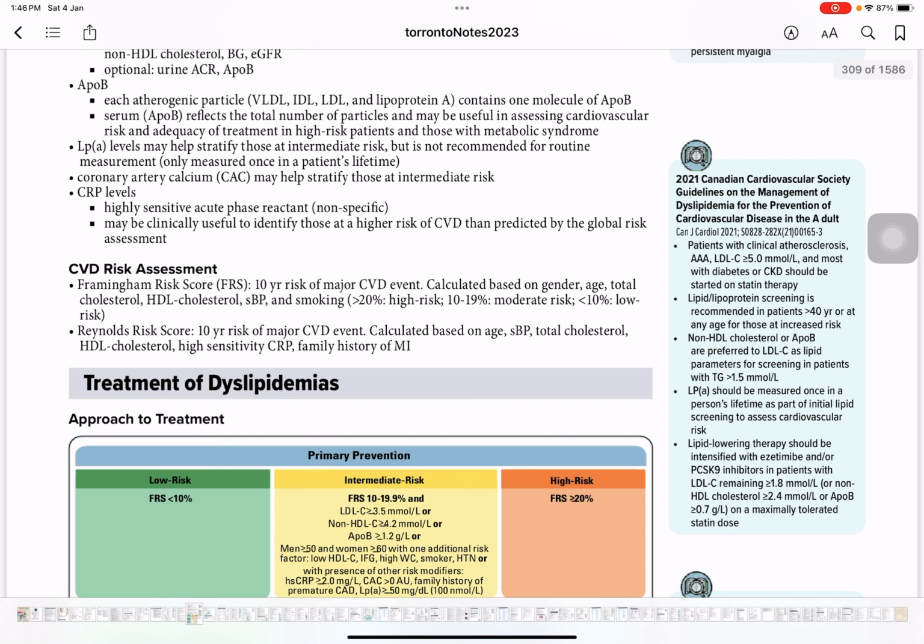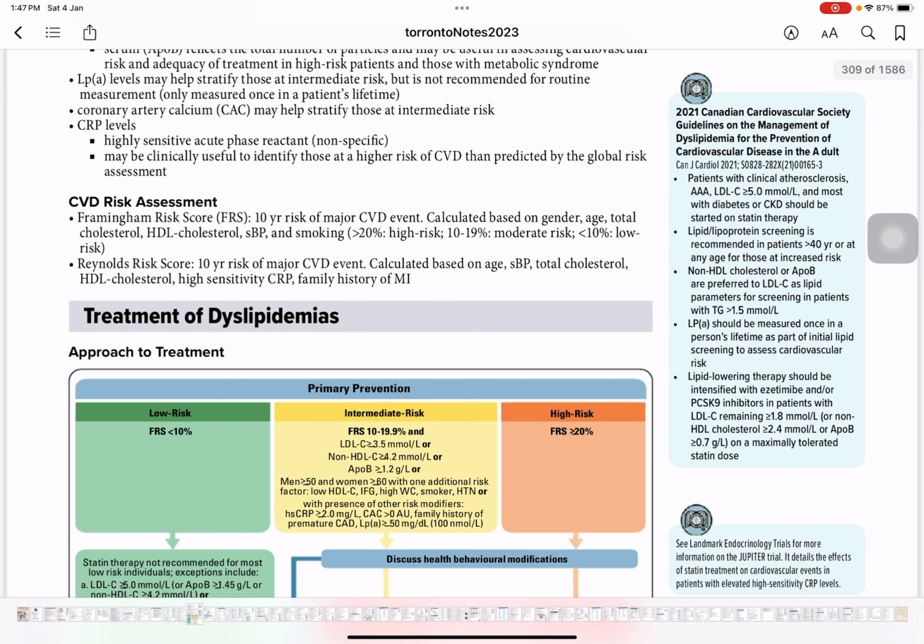Okay, now on this side, there are the 2021 Canadian Cardiovascular Society guidelines for management of dyslipidemia for prevention of cardiovascular disease in adults. Patients with clinical atherosclerosis, abdominal aortic aneurysm, LDL more than 5, and most with diabetes or CKD should be started on statin therapy. You know, diabetes is a risk factor, CKD is a risk factor, LDL 5 is quite high, so that's a risk factor. So you have to give statin.